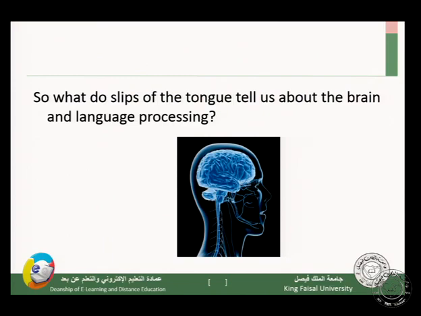So we can ask this question. What do slips of the tongue tell us about the brain and language processing? What do they tell us? It's a phenomenon of language. Almost in every language we have slips of the tongue. In Arabic, I'm sure this has happened to you before. I'm sure this has happened to you, which is a slip of the tongue. This happens even in your first language. So what does this tell us?